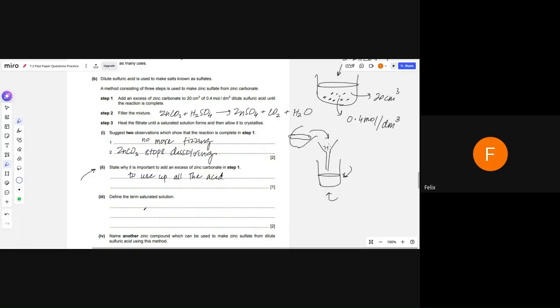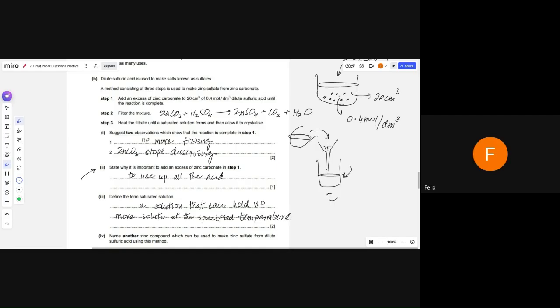A solution at a specified temperature that can hold no more solute, right? And yes, at the specified temperature, because solubility is always related to temperature.